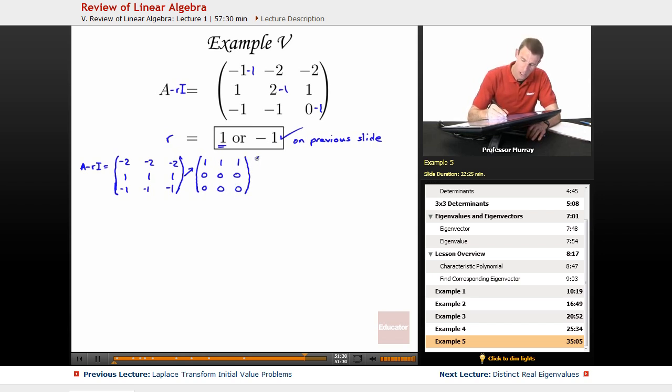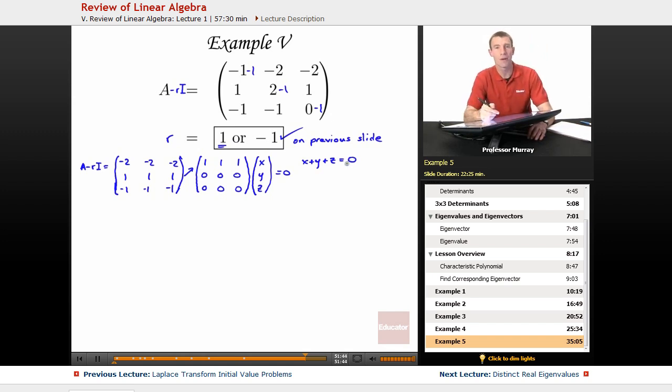And so I'm trying to find vectors x, y, z, so that when I multiply that times x, y, z, I get 0. And all that really tells me is that x plus y plus z is equal to 0. So I really don't have very much information about x, y, and z. I'm going to use my free parameters to solve that. So I'm going to set up z equal to t.